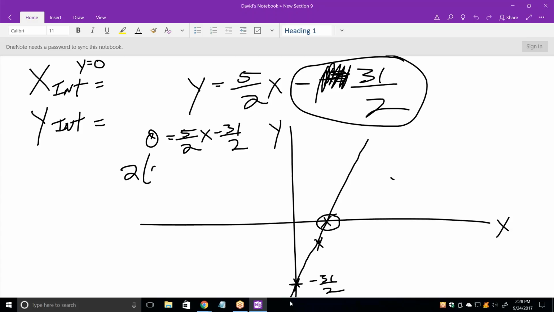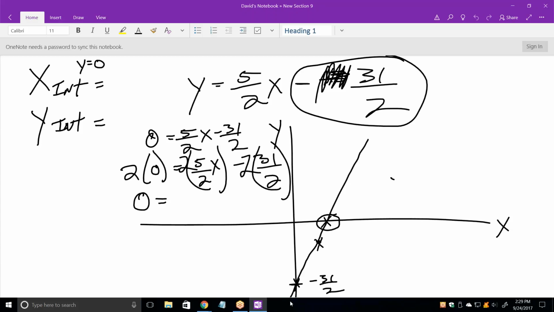So I get 2 times 0 equals 5 halves x times 2 minus 31 halves times 2. When I multiply both sides of the equation by 2, the left side stays 0. The right side becomes 5x minus 31. And then we can add 31. You see how getting rid of denominators simplifies the equation enormously. Yes, you don't want to work with fractions if you don't have to. Now solve that.